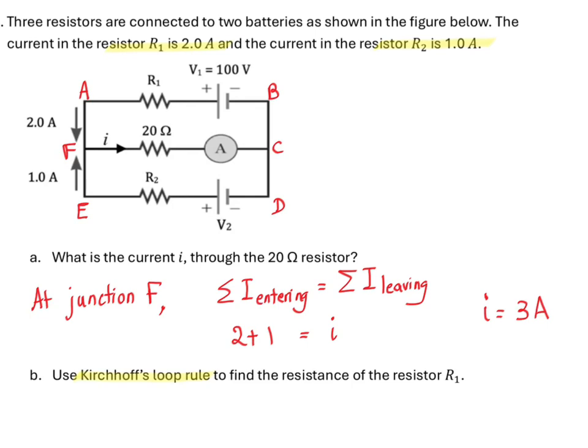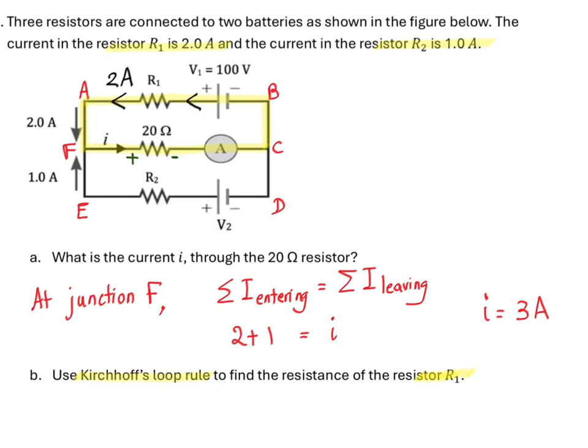Next, it's asking us to apply Kirchhoff's loop rule. For that, we are going to use the sign conventions. It's asking us to find the resistance R1. So we'll take the loop, which is the top loop, A, B, C, F, A. Then we are going to put the signs for each component. For the 20 ohm, I have put the left side as positive because the current is entering from there, and the right side as negative because the current is going to leave from there.